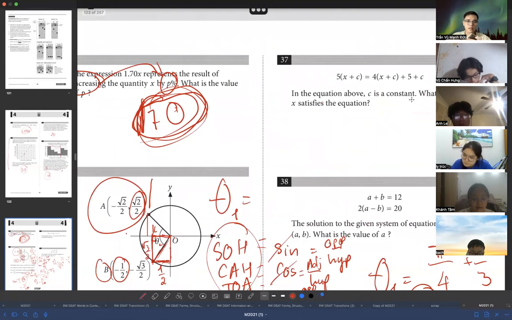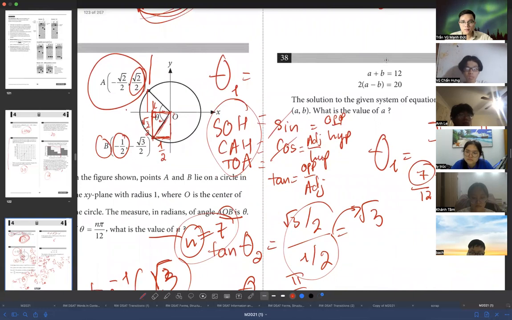Next up is 37. It's Hung's turn. 37 is 5. It's very simple. You just eliminate C because it will be cancelled out, and you just have X as normal. And 38 is 11. Again, very simple. You just carry 2 inside the bracket, and you have 11.